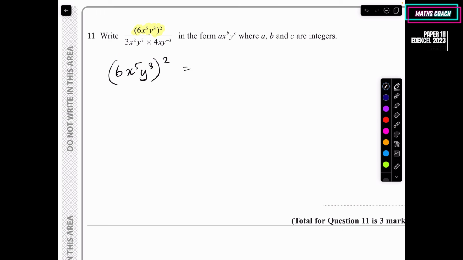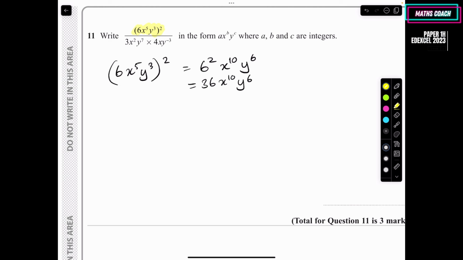We get 6 squared, x to the power of 5. Now remember, you multiply the 5 and the 2, so that becomes a 10. And y, you do the same. So 3 and the 2, that becomes 6. So 6 squared is 36, x to the 10, y to the 6. That is the top. Okay, that's the top.